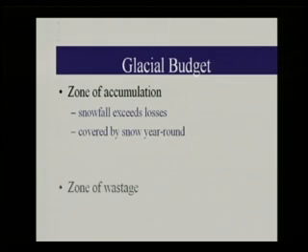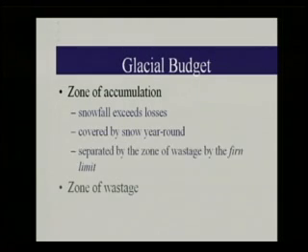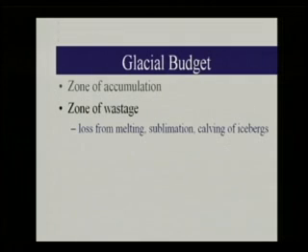It's covered by snow year-round, and it's separated from the zone of wastage, the lower zone, by the firn limit. The zone of wastage, on the other hand, has more loss than gains. Loss again from melting, sublimation, where ice goes from a solid directly into the vapor phase, or calving of icebergs at the terminus of the glacier.